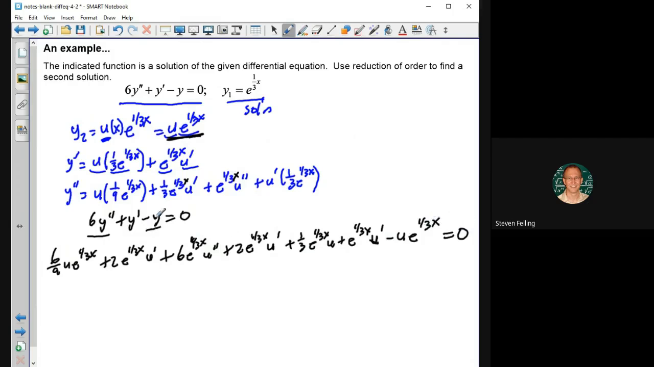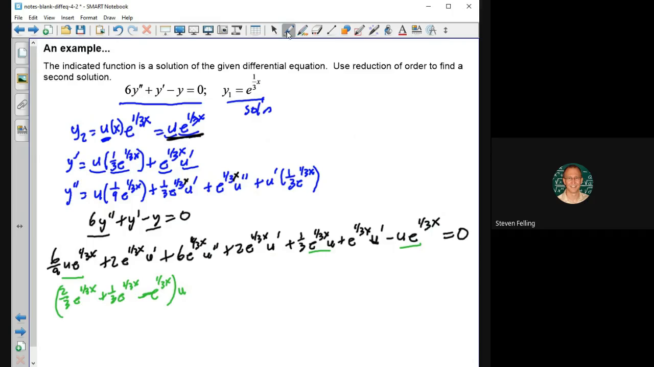So let's try to combine some like terms here in terms of u. So I have a u here. Let's see, which terms involve a u? This one, and this one, and this one. So it looks like I can write that as 2/3 e to the 1/3 x, and then I have plus 1/3 e to the 1/3 x minus e to the 1/3 x. And all of that is times u, okay?